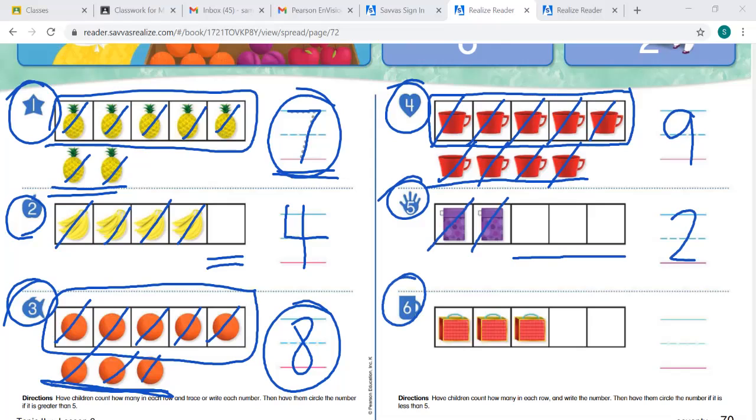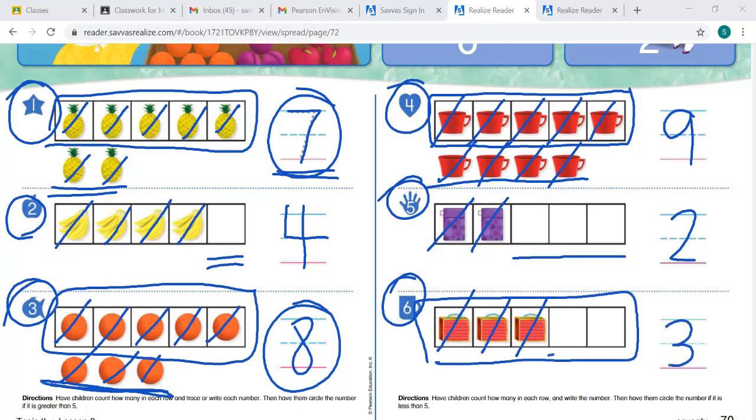All right, let's look at 6. How about these lunch boxes? Let's count them. 1, 2, 3. Let's write 3. Is 3 greater or less than 5? Did we fill our 5 frame here? No, we didn't. We have 2 empty spaces. So that means it is less than 5. So we need to circle these 2 numbers.